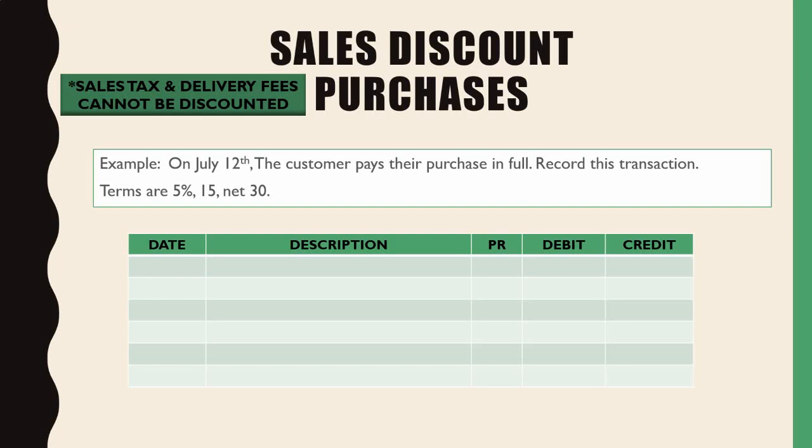Okay? So then, let's say now we fast forward, it's July 12th. Okay, so we sold the product to them on July 1st. It is now July 12th, and now the customer decides to pay us for their purchases, in full. Okay, so let's go ahead and record this transaction. Don't forget the terms is 5% discount if they pay within 15 days. If not, they have to pay in full in 30. So in this case, did they meet my discount due date?